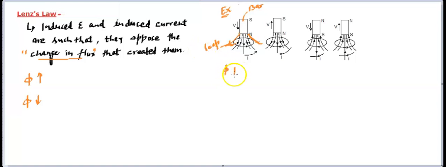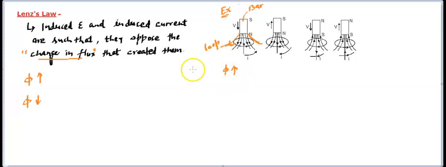Now this loop has to get some current. What type of current can it get? It can get the current in the way shown over here, or maybe in this other way, because current can move on a loop in either of two ways. But out of the two ways, which way has to be considered? That's what Lenz's law says. Lenz's law says that out of the two, you consider the one which opposes this cause.